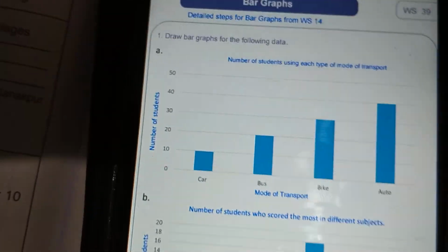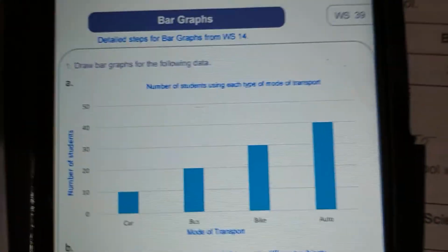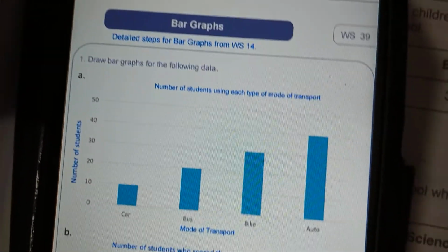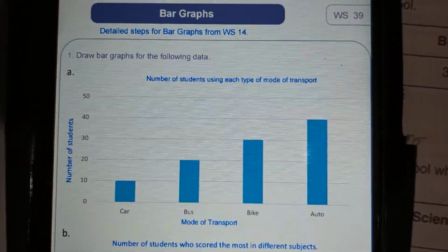Okay. Now first you have to look at this bar graph and write it down in your notebook students. I will give you 1 minute, so you have to complete your work.